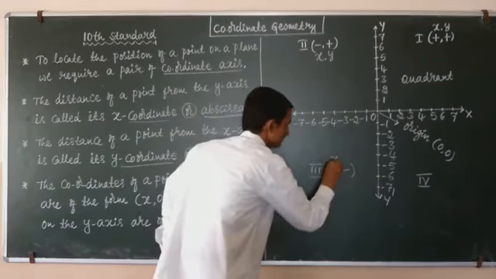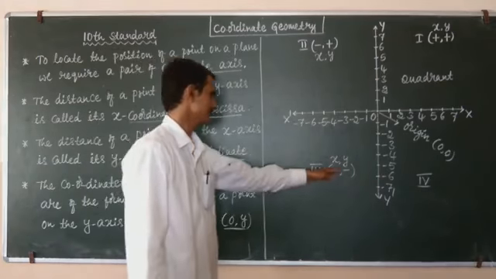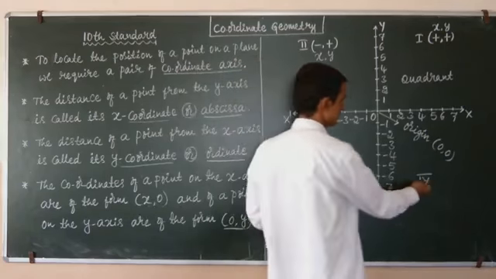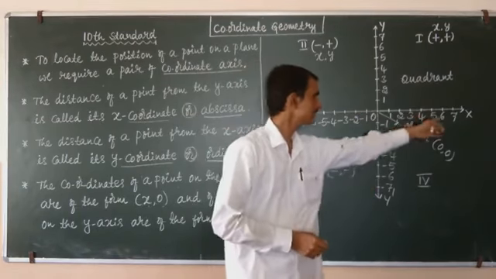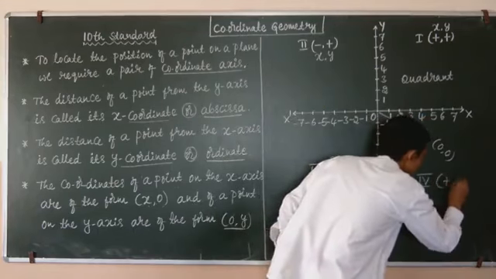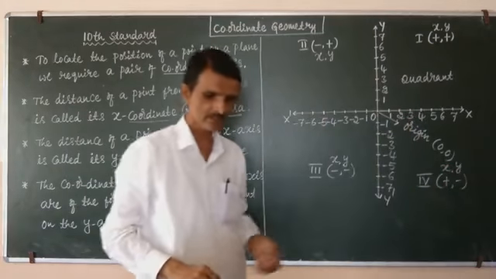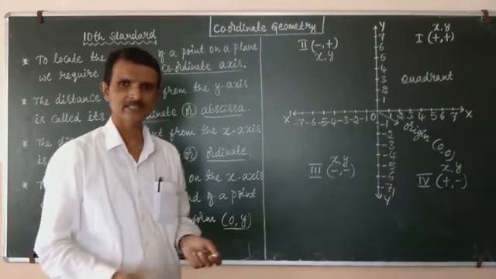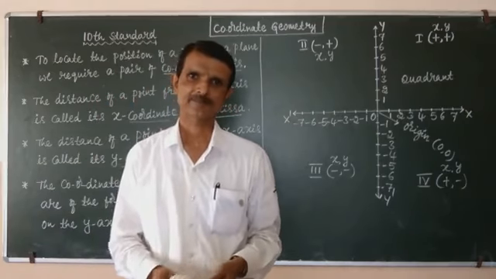Therefore, the values of x and y have a negative sign. That means they are negative integers. Similarly, in the fourth quadrant, the value of x is positive and y is negative. So plus and minus, x comma y. This is what you have studied in the previous classes: how to represent a point on a plane.